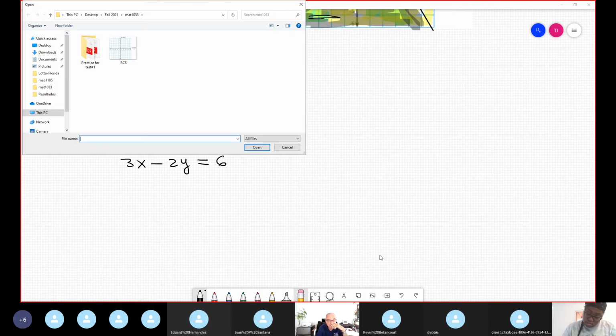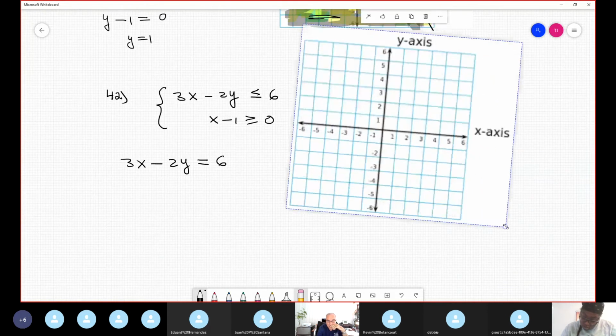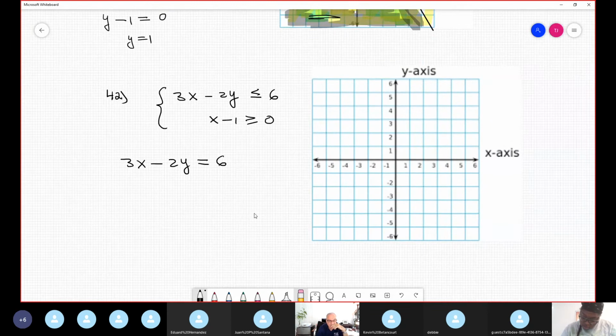Here, rectangular coordinate system. Okay, you solve for y, either way, or you find the intercepts using the table. Either way. Okay, let's do it in the way that you consider better. I solve for y.